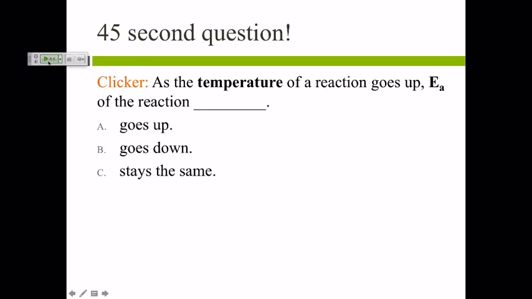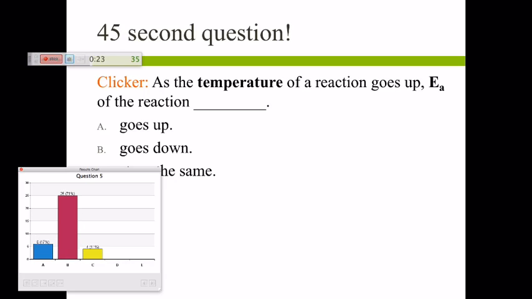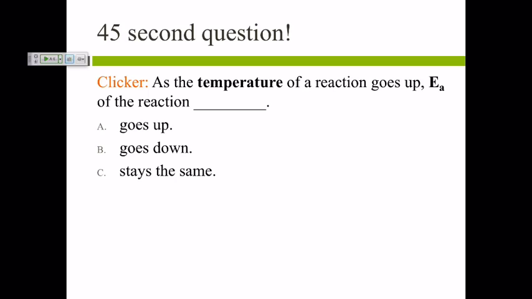So let's have a little bit of a teaser first. Everyone put in their opinion? Okay. So most of the people say as temperature goes up, activation energy goes down. We're going to revisit this in a little bit in class, and I want you guys to be able to justify why or why not temperature has an effect on activation energy.